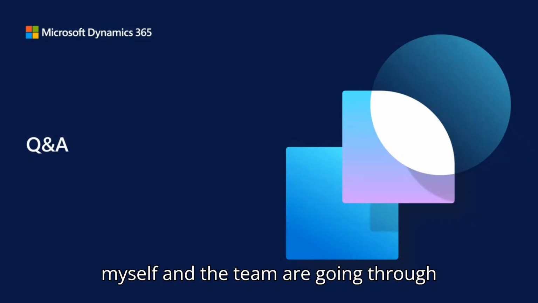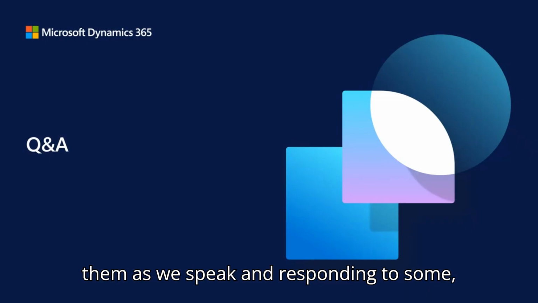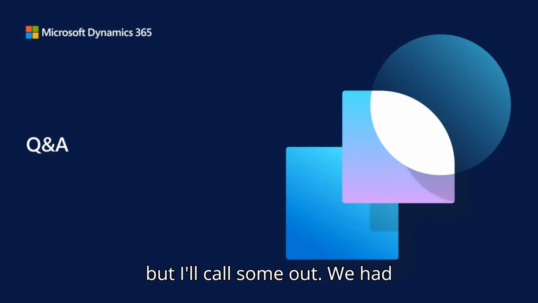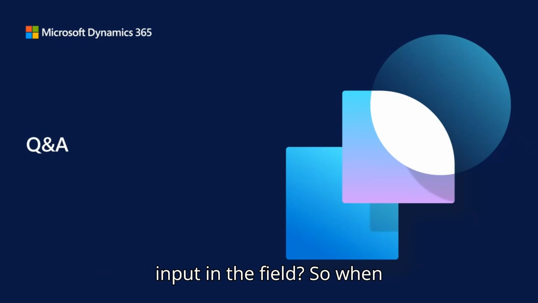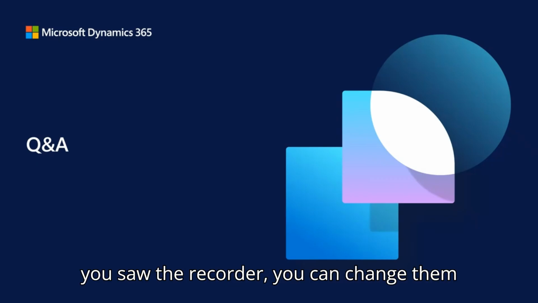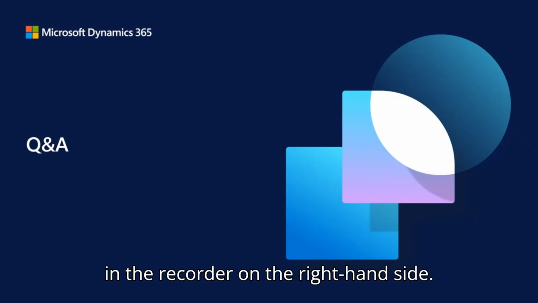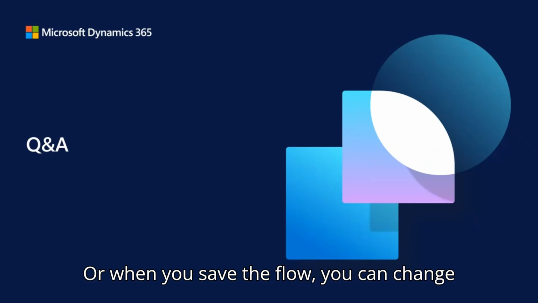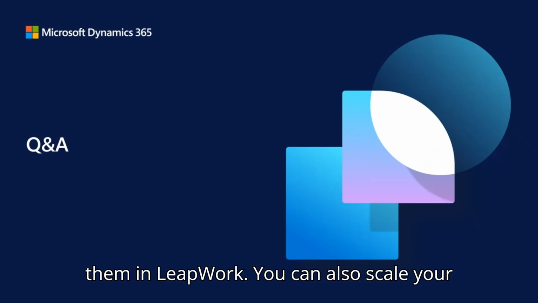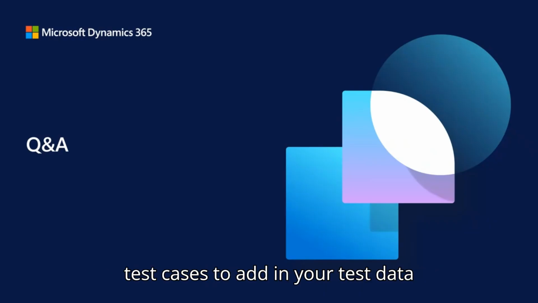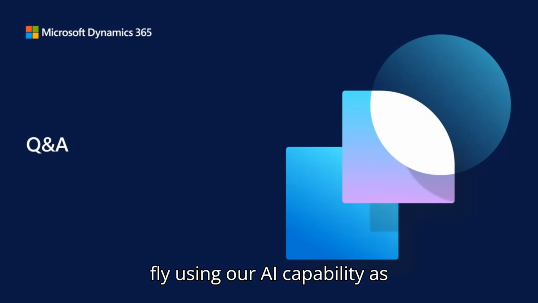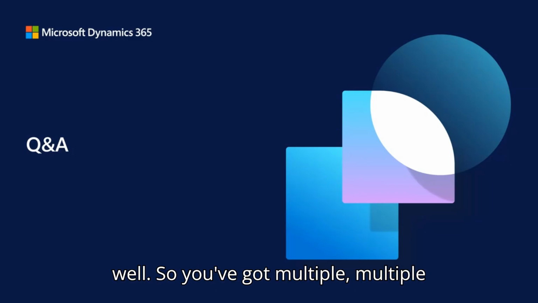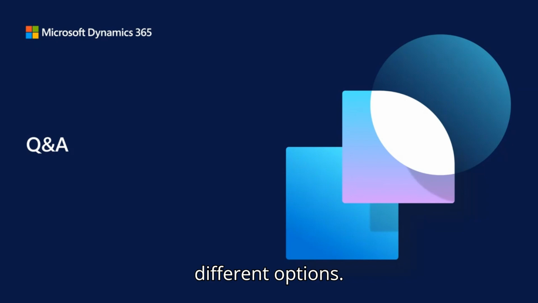Sure. Myself and the team are going through them as we speak and responding to some, but I'll call some out. We had one: how do you change the variables to input in the field? When you saw the recorder, you can change them in the recorder on the right-hand side, or when you save the flow, you can change them in Leapwork. You can also scale your test cases to add in your test data from spreadsheets, databases, or even generate your test data on the fly using our AI capability as well. So you've got multiple different options.